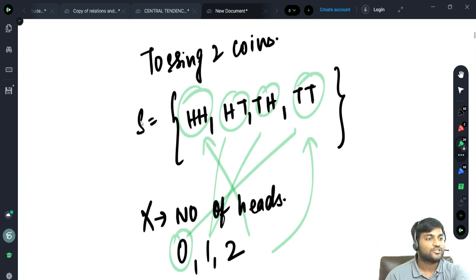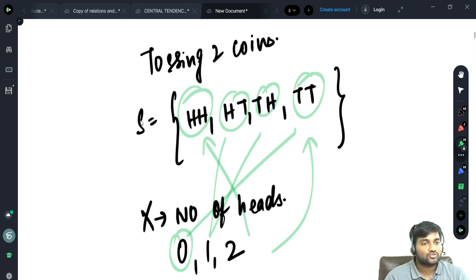x will take the value 0 with the probability 1 by 4. Why? 1 out of 4 outcomes. What is probability? Favorable number of cases by total number of cases. So favorable is what? 1 out of 4. So 1 by 4. x will take the value 1 with how much probability? Half. 2 by 4. Favorable cases is what? 2. Head tail, tail head. Divided by total number of cases.